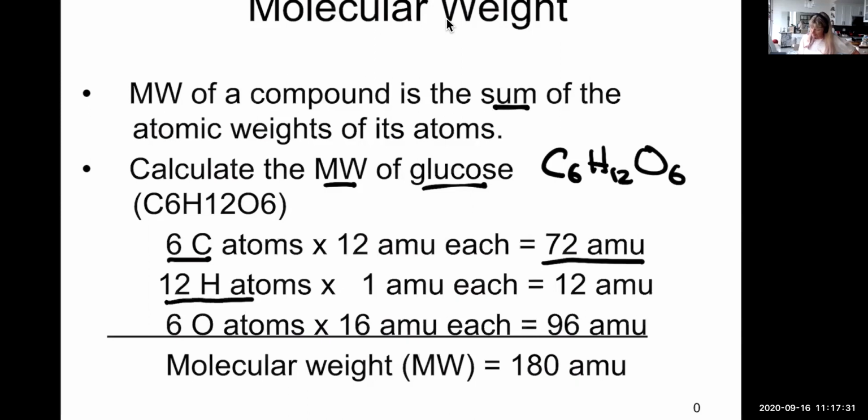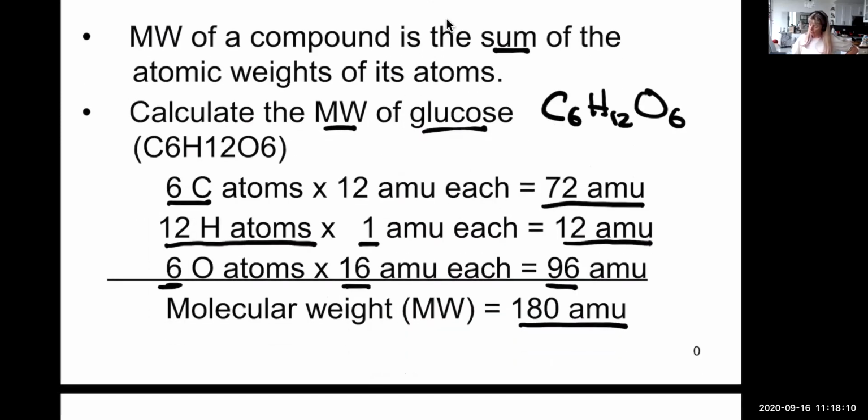12 hydrogen atoms, they are only 1 atomic mass unit each due to the proton. So that is 12 atomic mass units. Oxygen, we have 6 again. There are 16 atomic mass units each. Oxygen has 8 protons and 8 neutrons. We don't count the electrons in this case because electrons are so teeny tiny and small, they're somewhat negligible to calculating the molecular weight. That's 96, add them all together, we've got 180 atomic mass units. So that's how you measure molecular weight.